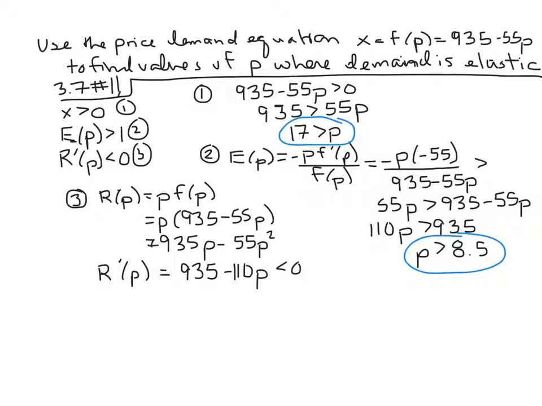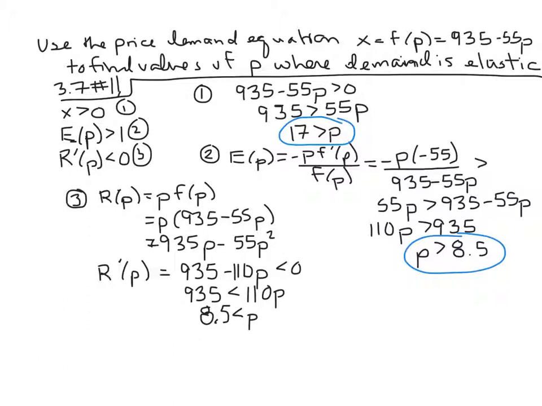This equation's looking really familiar from what we had before. 935 is less than 110p. And so P has to be greater than 8.5 again. So it's the same thing we got before.